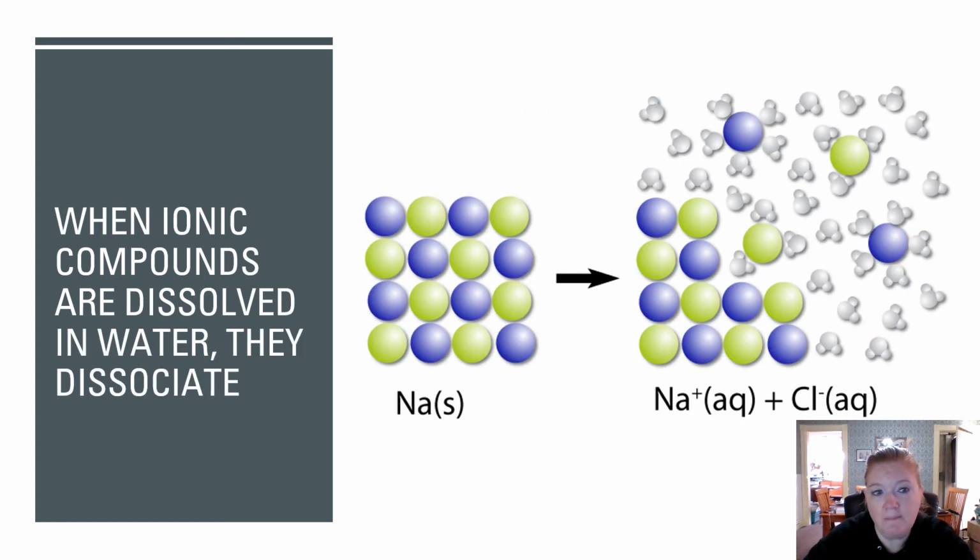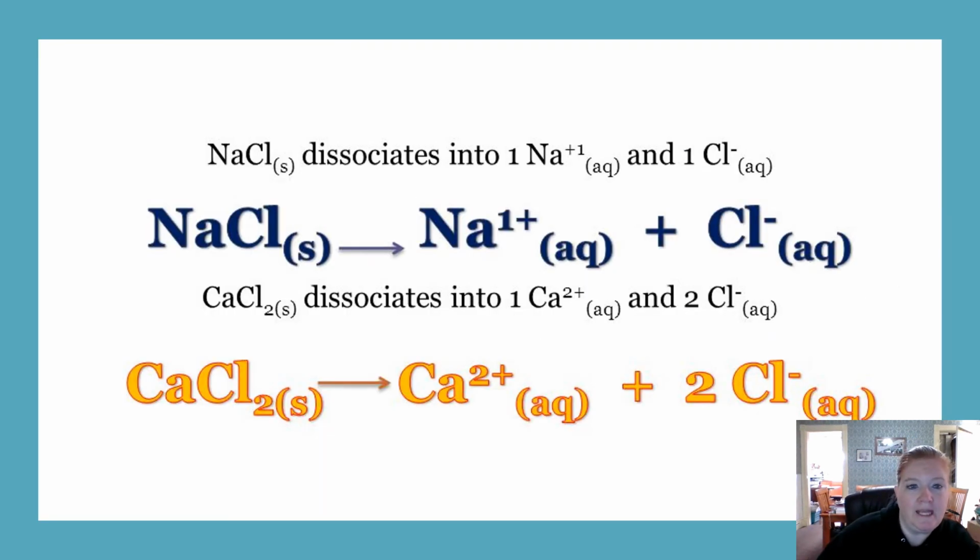So when ionic compounds are dissolved in water, they dissociate. They break apart into their ions. So for example, NaCl dissociates into one Na and one Cl, dissolved in water. How do I know it's dissolved in water? Because of the aq. This one, calcium chloride, dissociates into one Ca, but two Cl. Okay.